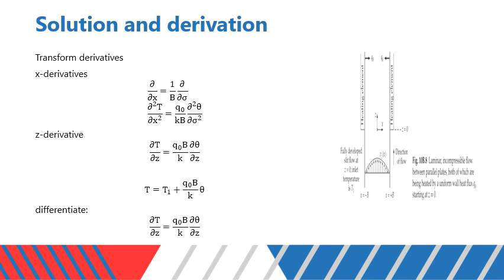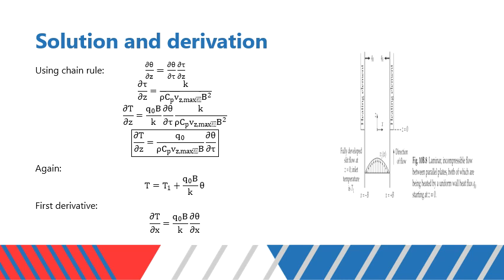So for this derivation, we will get dT/dx equal to d theta by (1 by b) d xi. And then again we will differentiate it. We will get q naught by k b d2 theta by d xi square, and also in z direction we will do the same thing. From that we will get T minus T1 equal to q naught b by k theta. After differentiating, we get this.